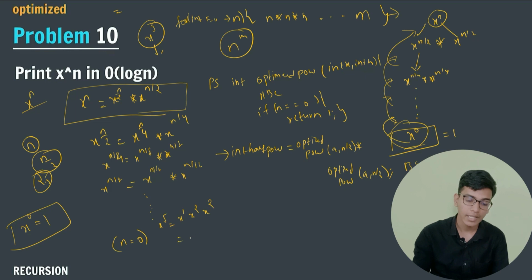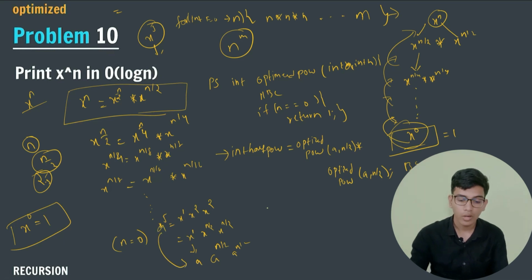So can I write that x to the power of 1 into x to the power of n by 2? x to the power of n by 2 is nothing but a to the power of n by 2, a to the power of n by 2, where I am passing a. So for odd numbers, can I write it like this?